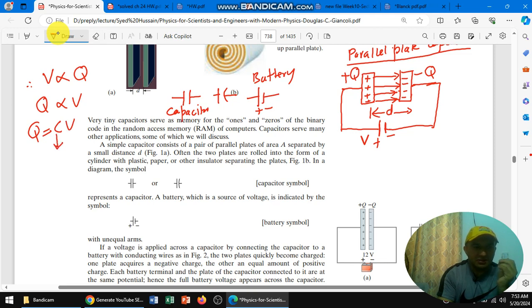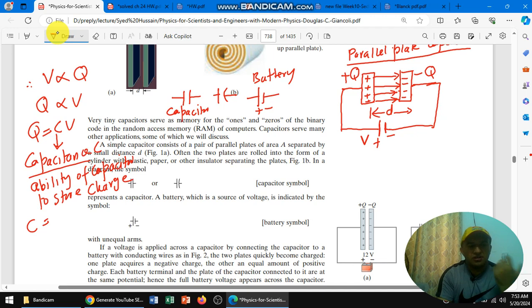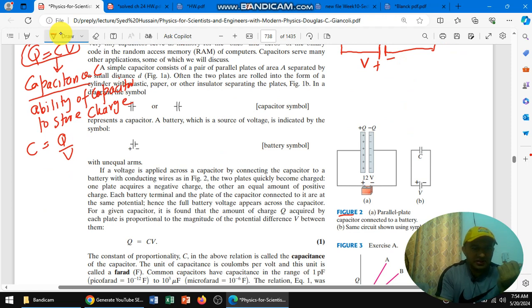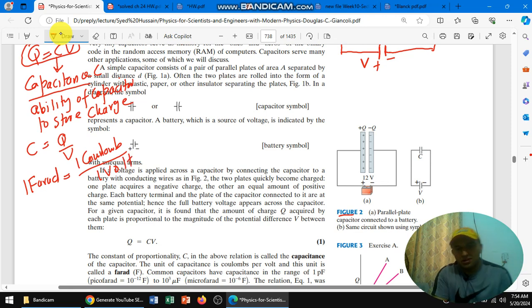C is the capacitance of a capacitor. What is capacitance? Capacitance is the ability of a capacitor to store charge. If we rewrite the equation Q equals CV, then C equals Q over V, and its unit is the farad. One farad is equal to one coulomb per volt. So the ability of a capacitor is measured in farads.